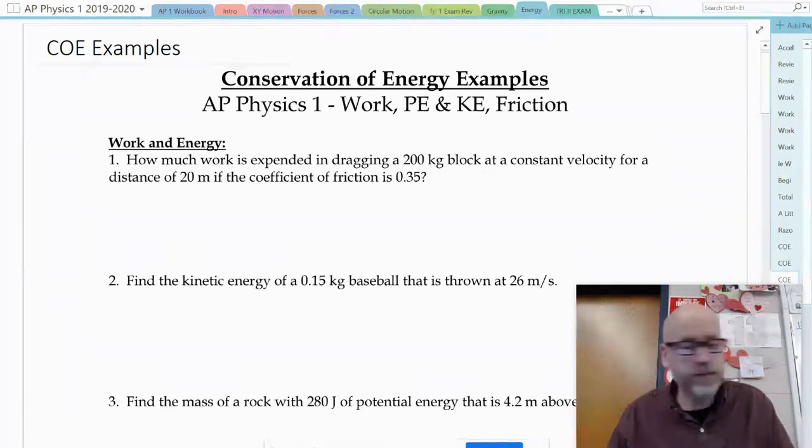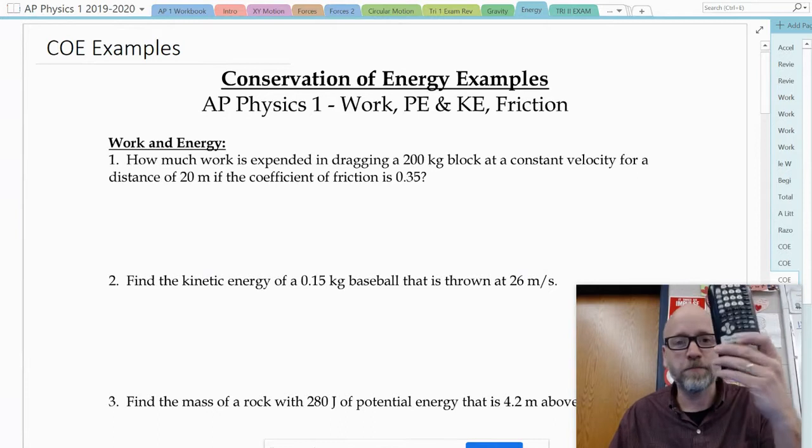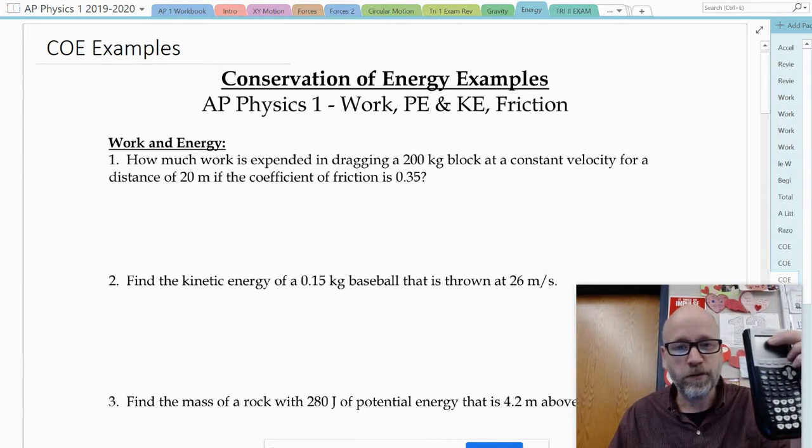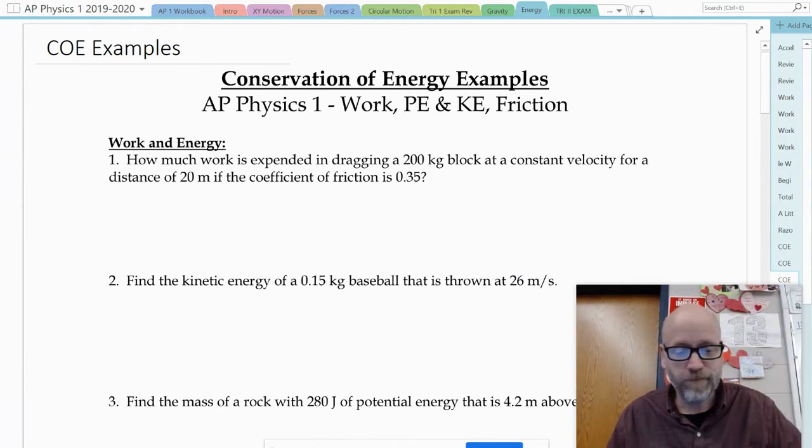Write them down as we go. Get your calculator out. Fired up, ready to go. Are you all set? Here goes. It's conservation of energy examples. We're just going to do the front and back of the first page.